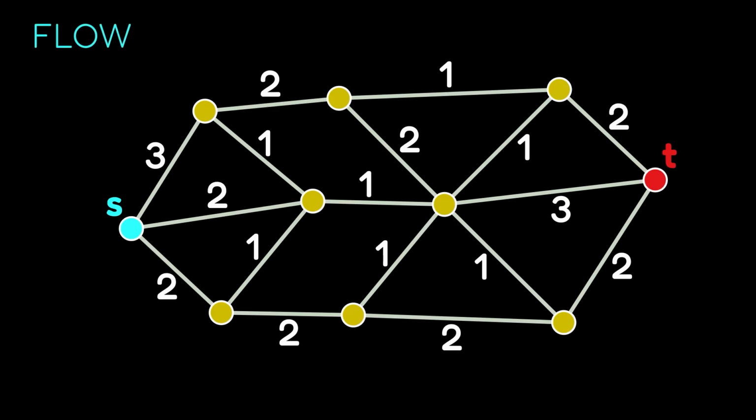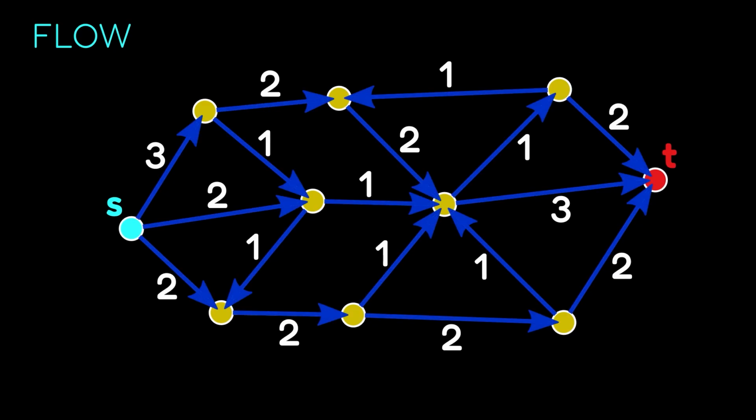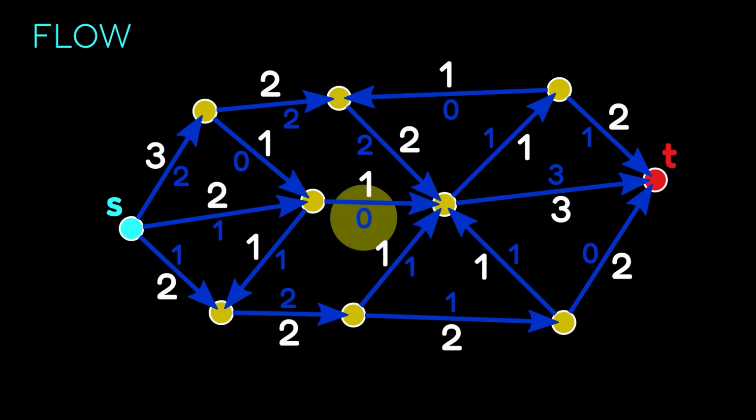A flow is the assignment to each line of a direction and a numerical value between 0 and the capacity of that line. This value represents the amount of water that flows in that direction. If it is 0, there is no flow. As it increases, it indicates a greater flow until the tube is saturated, reaching its capacity.